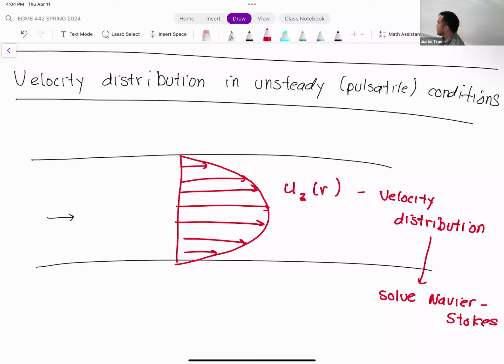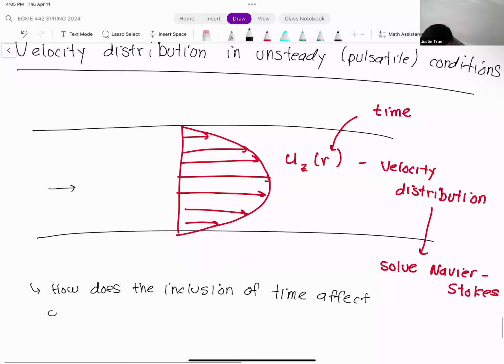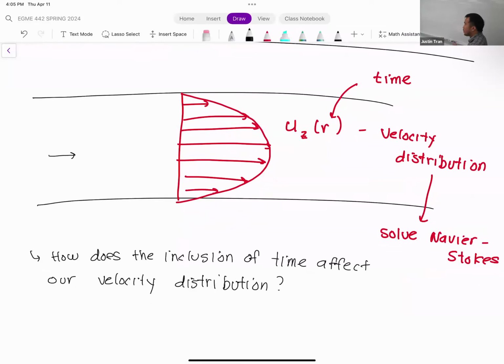So what we're doing in this section is reintroducing the time variable, so our velocity distribution is not only a function of r, but also a function of time. How does that affect our velocity distribution? What I have shown there is the very classical velocity distribution, known as Poiseuille flow, or Poiseuille flow, depends on how French you are, I guess. But when you introduce this time variable, it does change the shape. And that's what we're interested in, okay?